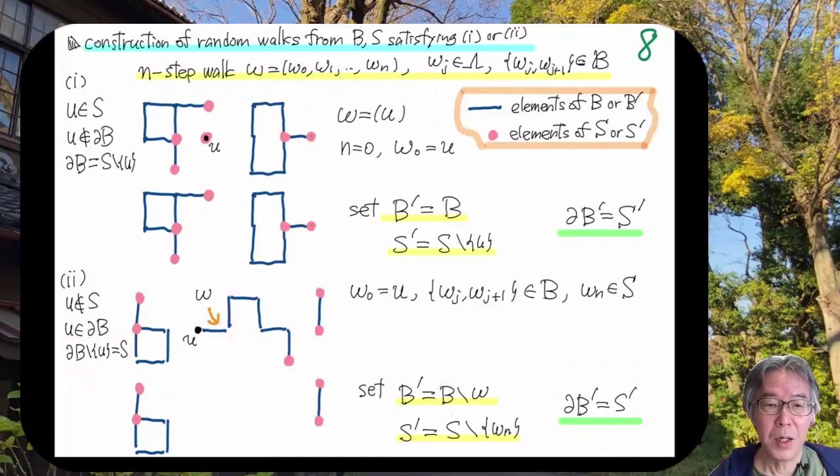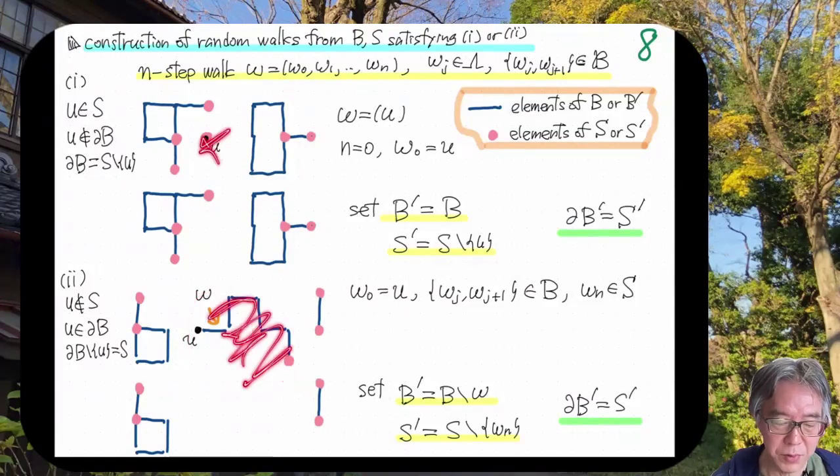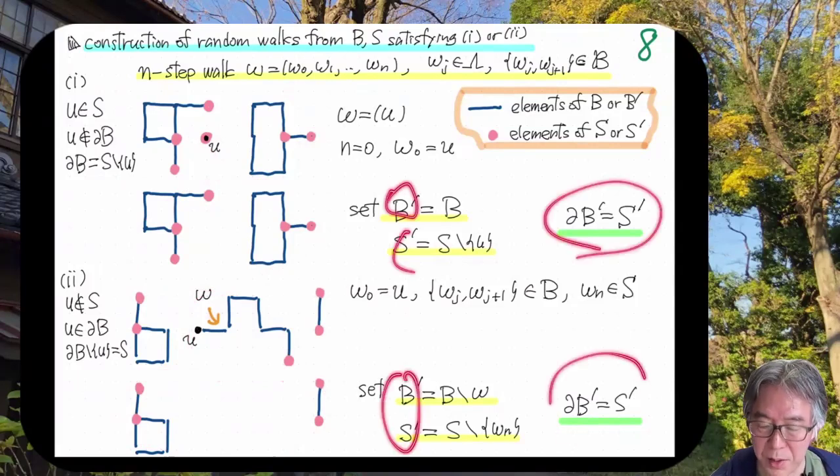Okay. So in both cases, we could construct a random walk. Whenever 1 or 2 is valid, then we can always construct a random walk that starts from U and ends at some point in S. In this case, it ended at U, but in general it ends somewhere else on a site which belongs to S. And after construction, we just remove this random walk from the configuration to get new B prime and S prime, and they satisfy this condition.